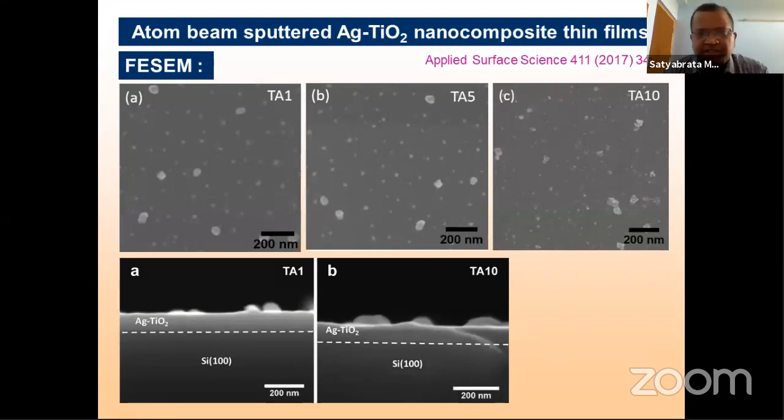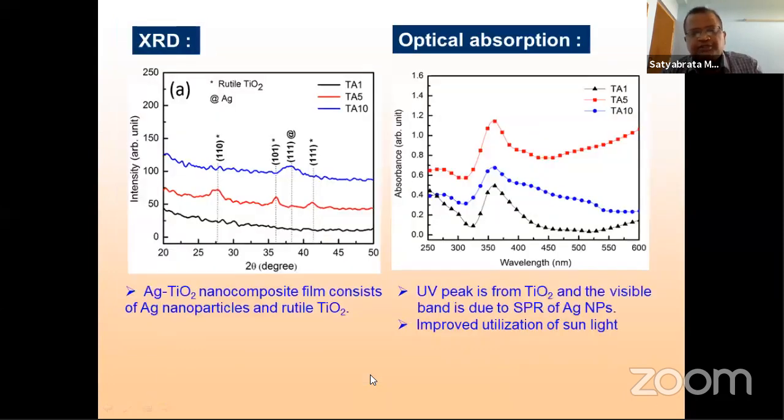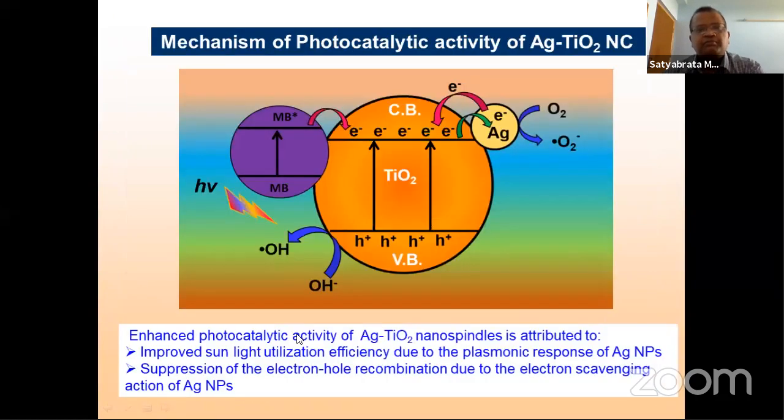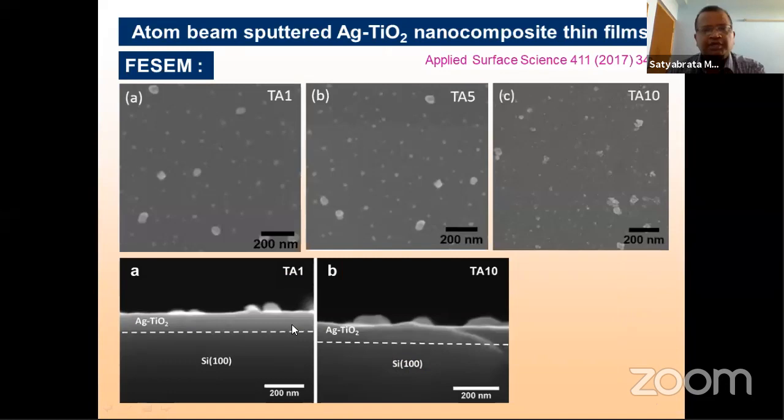So we have again tested different nanocomposites, but atom beam sputtered silver TiO2 nanocomposites we have tested for photocatalytic activity. The FESEM shows that there are nanostructured coatings, and these coatings are on silicon. Of course, we have synthesized these coatings on glass and quartz and various other substrates.